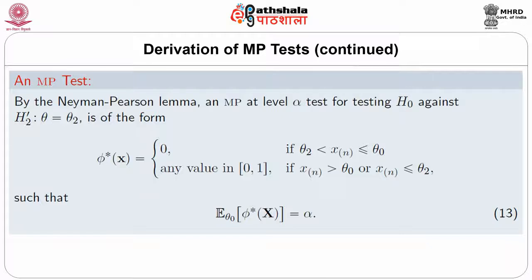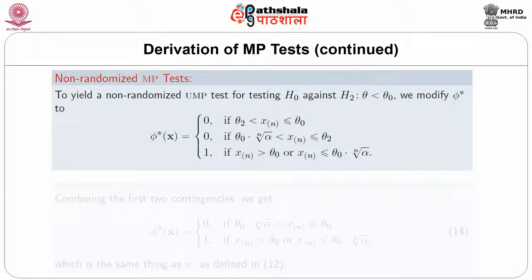By the Neyman-Pearson lemma, the most powerful level alpha test for testing theta = theta naught against theta = theta 2 is of the form phi star, which is 0 if x order n lies between theta 2 and theta naught, because p theta 2 is less than k p theta naught there. Therefore, phi star x must be 0 in that region, and otherwise p theta 2 and k p theta naught are the same.